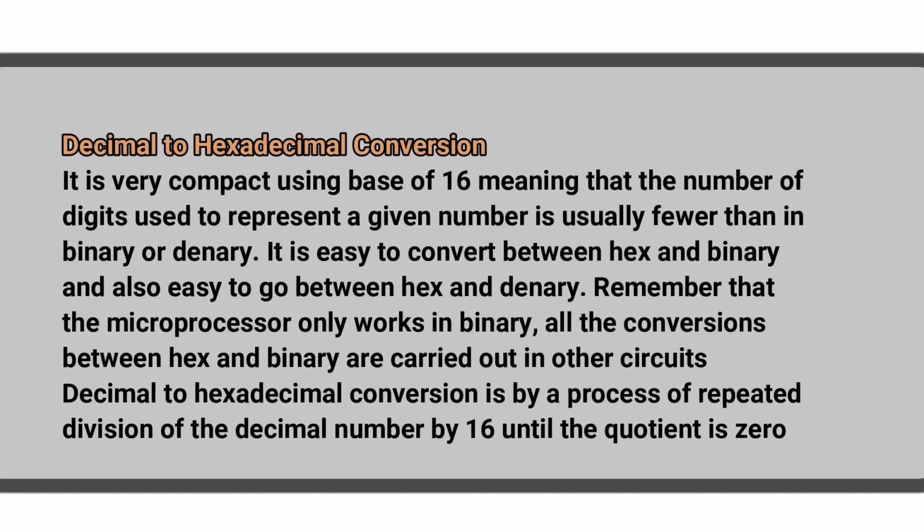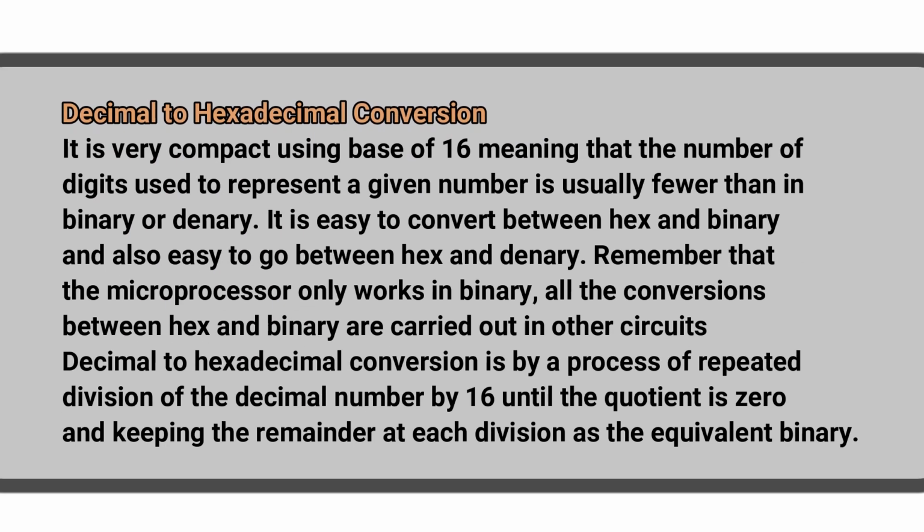Now converting from decimal to hexadecimal. It is very compact using base 16, meaning that the number of digits used to represent a given number is usually fewer than in binary or denary. Remember that the microprocessor only works in binary. All the conversions between hexadecimal and binary are carried out in other circuits. Decimal to hexadecimal conversion is by a process of repeated division of the decimal number by 16 until the quotient is 0, and keeping the remainder at each division.